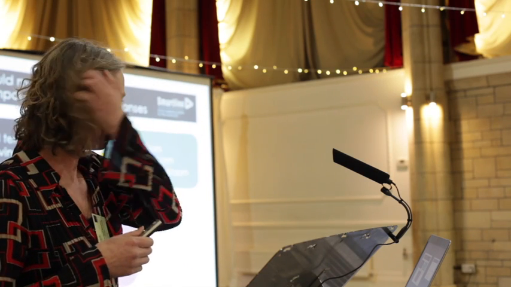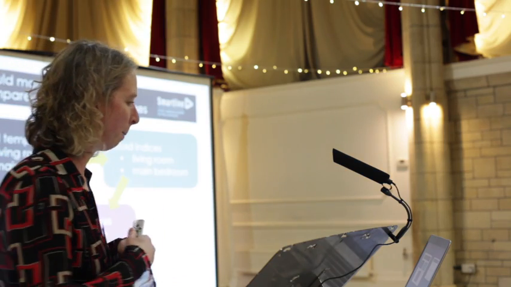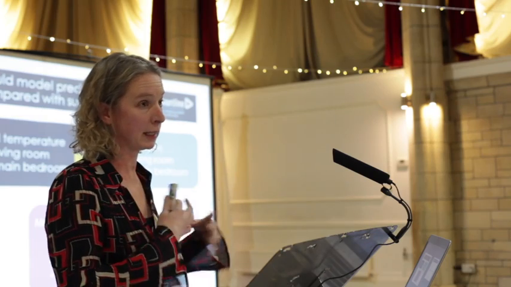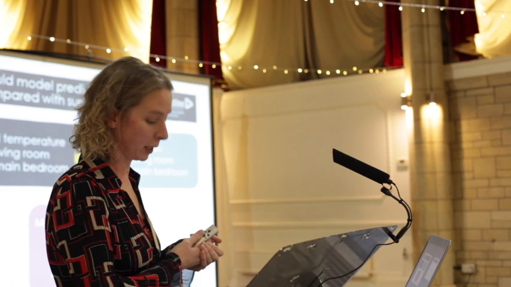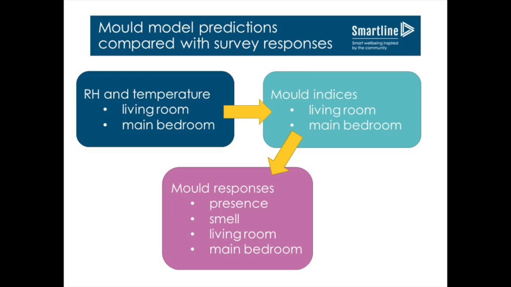So from the Smartline data, we have relative humidity and temperature readings in the living room and in the bedroom, and we can feed those into this VTT model to see what the predicted mould is in those rooms. And then we can verify those predictions using the survey responses. So do people actually say, when we're predicting mould, that they have got mould or a mouldy smell present in those rooms in the house?